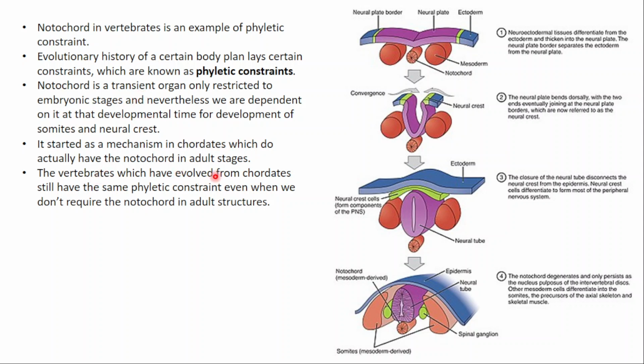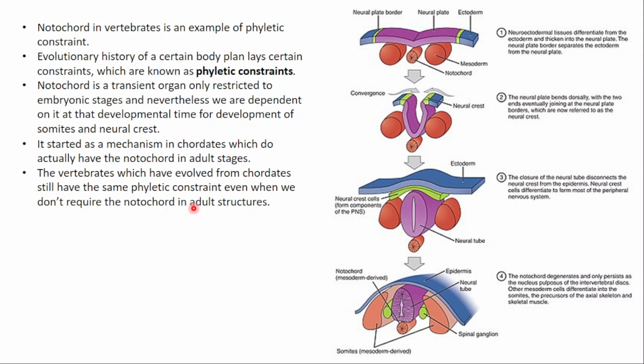The vertebrates which have evolved from the chordates still have the same phyletic constraint even when we do not require the notochord in the adult structure. So this is the concept of a phyletic constraint. The vertebrates, which have evolved from the chordates, are still under a phyletic constraint to use the notochord.